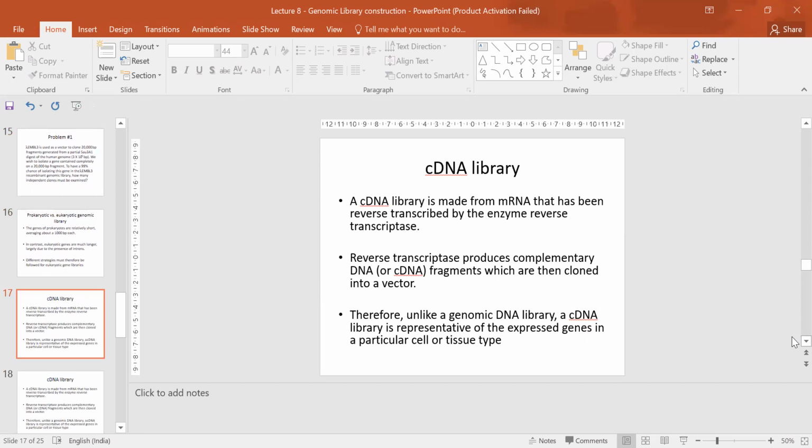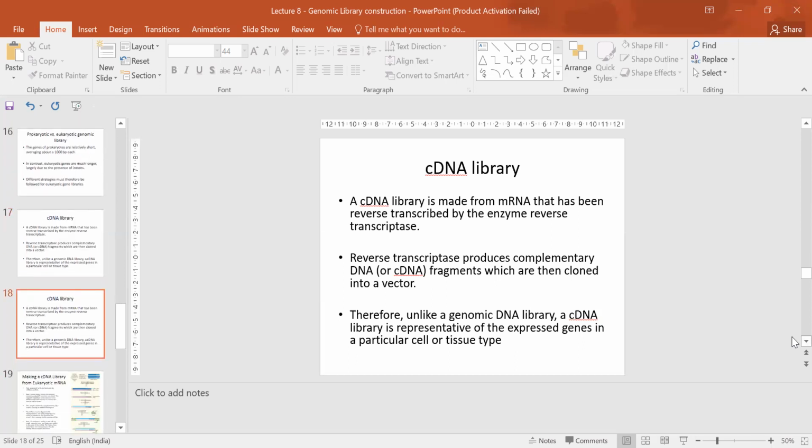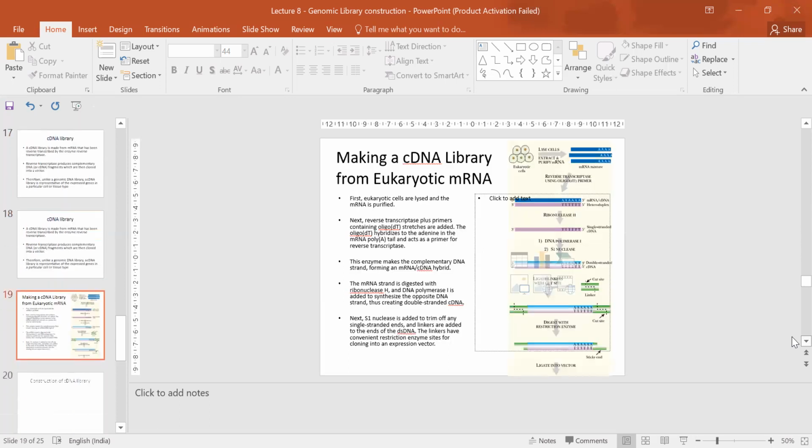So a cDNA library is typically made from the mRNA that has been reverse transcribed by the enzyme called reverse transcriptase. The reverse transcriptase produces the complementary DNA fragments, which are then cloned into a suitable vector. Therefore, unlike the genomic DNA library, our cDNA library will be used for only the expressed genes in a particular cell type under a particular condition of the cell.